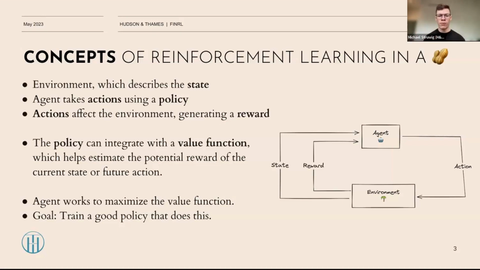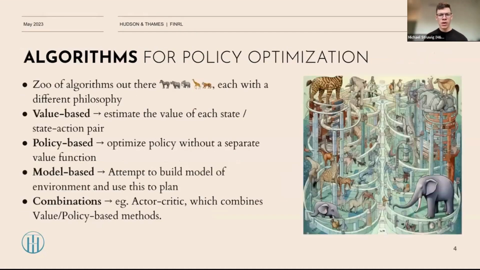And the whole goal of reinforcement learning is, how do we train a good policy that allows us to take the right actions in order to maximize this reward? So there are a whole bunch of algorithms for policy optimization. It's basically an algorithm zoo, really, and each has a different philosophy, a different set of ideas. I must say reinforcement learning has got some of the most creative ways of trying to coax these agents into understanding things. It's really fun to read a bunch of the papers on how these agents conceptually work.